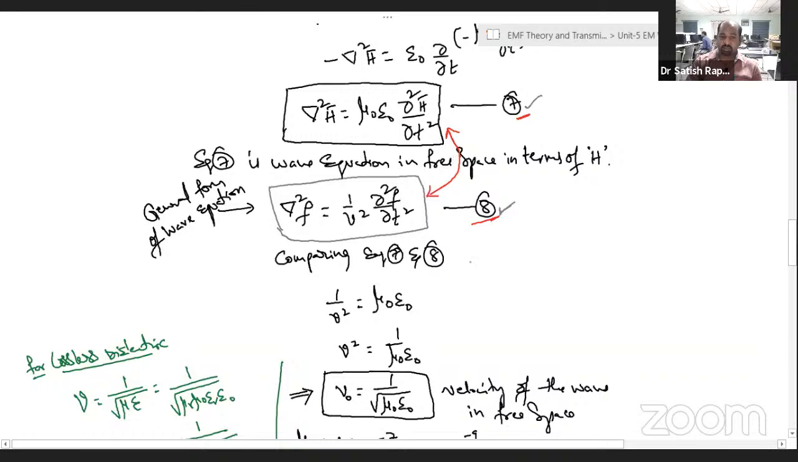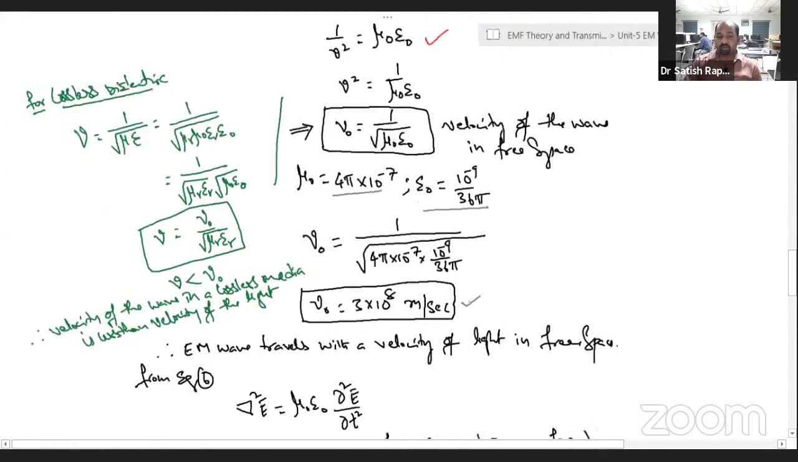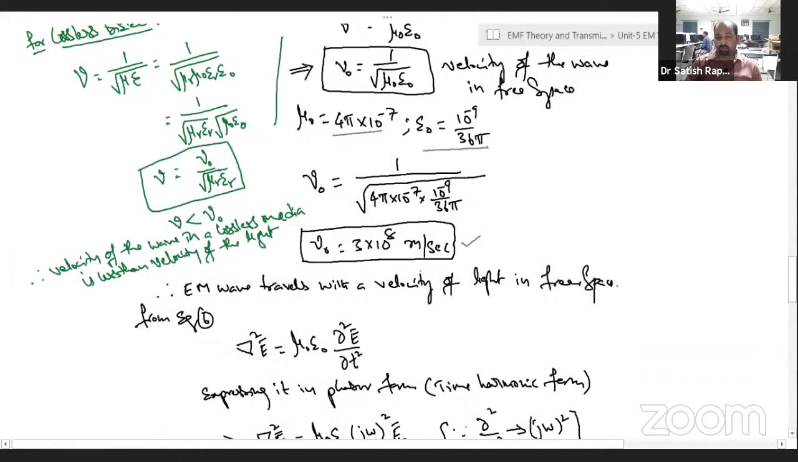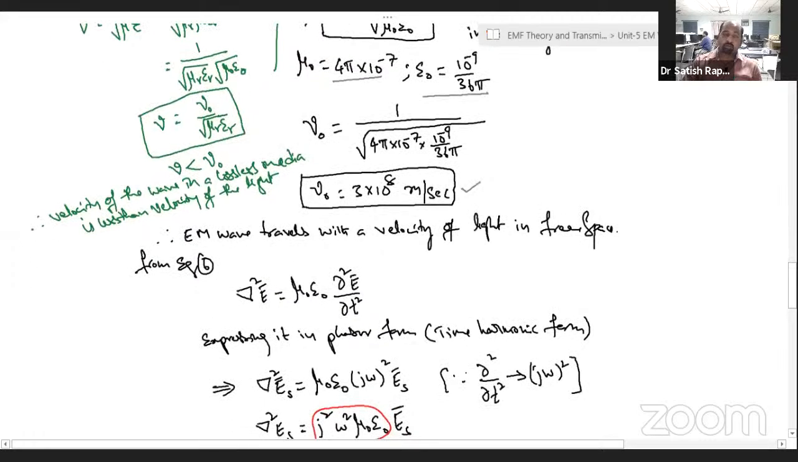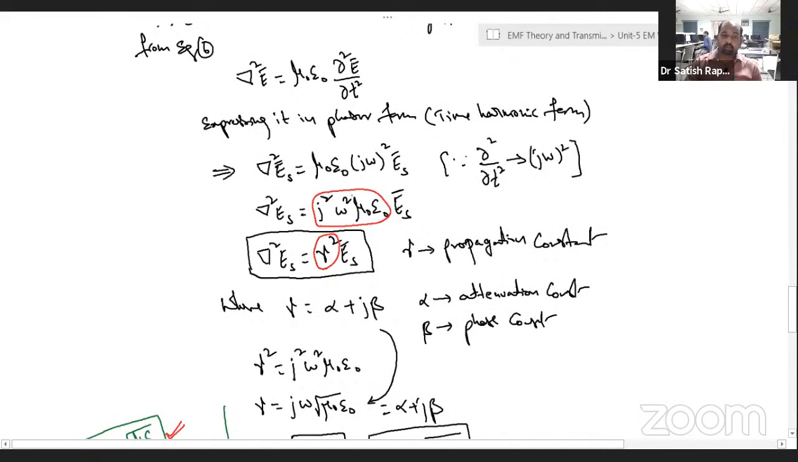Comparing these two equations, we get 1 by v square is equal to mu naught epsilon naught, and we get the velocity of the wave. With what velocity does the wave propagate in free space? With a velocity equal to the velocity of light. And here the Maxwell's equation is converted into its phasor form.